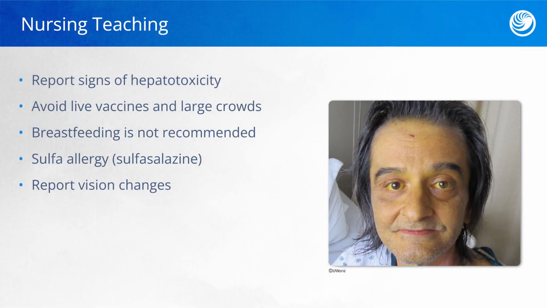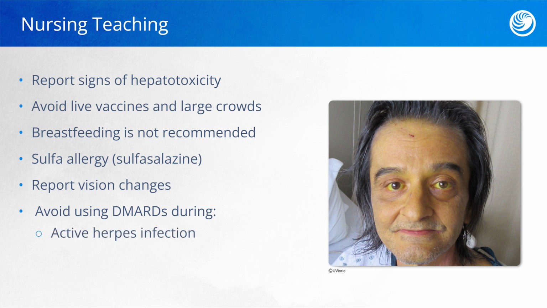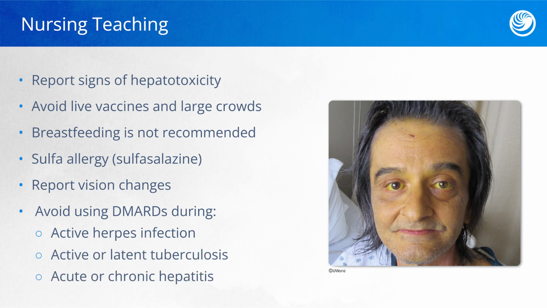Finally, because of the immunomodulatory actions, there is a risk of worsening or reactivating some illnesses with use of many of these drugs, especially leflunomide. Because of this, caution should be used when giving this drug to clients with a history of new, recurrent, chronic, or latent infections, such as an active herpes infection, active or latent tuberculosis, and acute or chronic hepatitis.